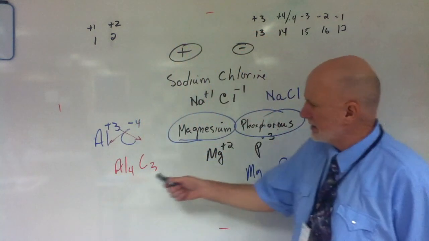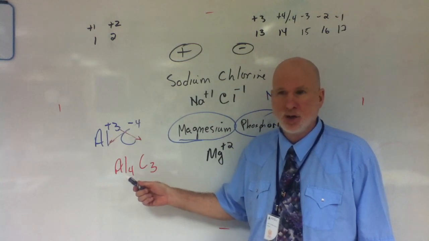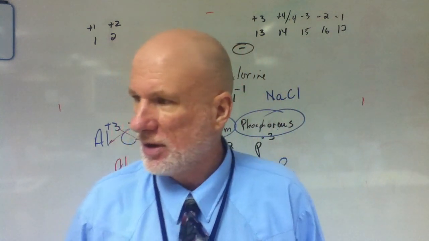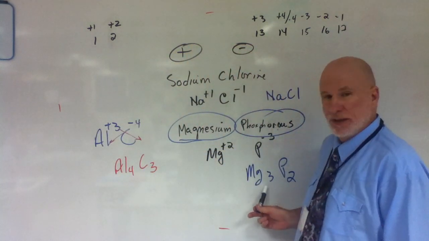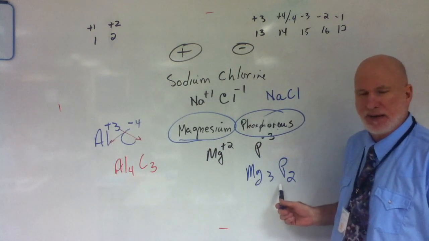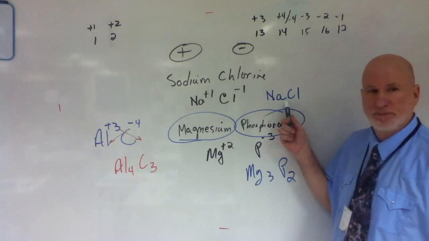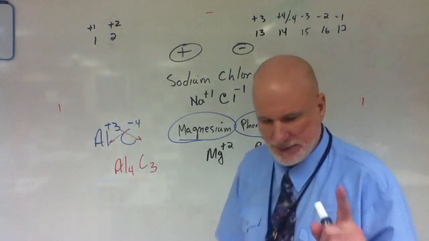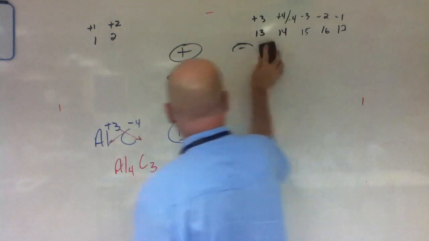So what are these? What's this called? Aluminum carbide, or aluminium carbide for our European brethren here. Okay? How about this one here? Magnesium carbide. Magnesium phosphide. Yes? How about this one? Sodium chloride. Yes? Okay, now what I'll do is this. This is what I'll do. And then we'll look at this.